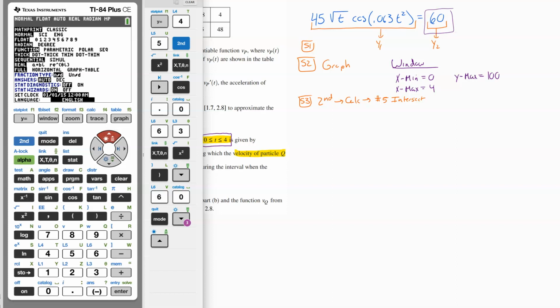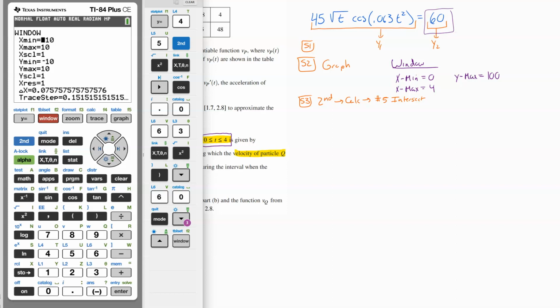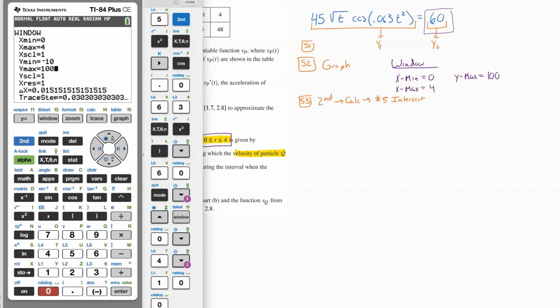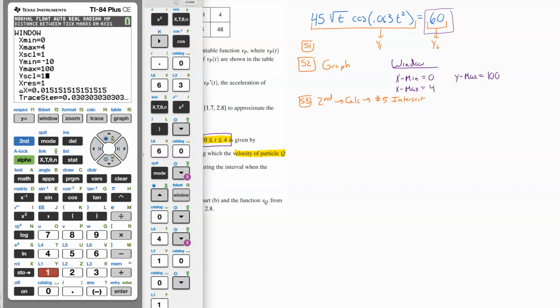You should just have your calculator default set there and never change it for the whole test. So let's go ahead, and now that we know we're in radian mode, let's adjust our window. We want to do an x min of 0 and an x max of 4. And then we also want to go down and adjust that y max to make it above 60. So I'm going to put that up to 100.